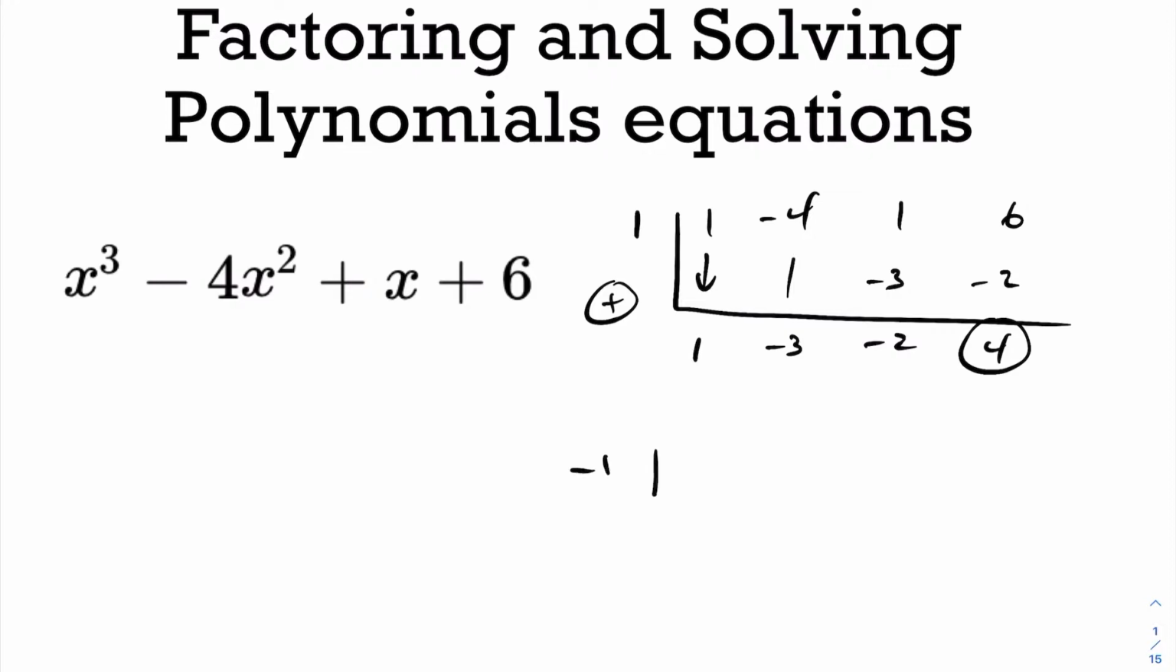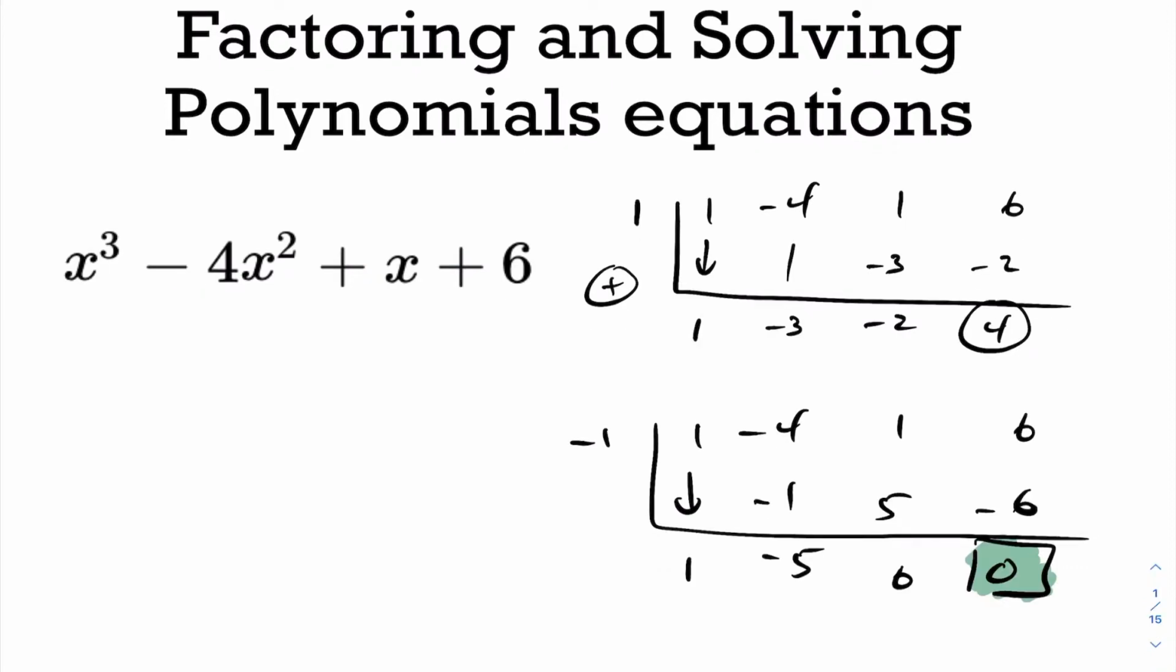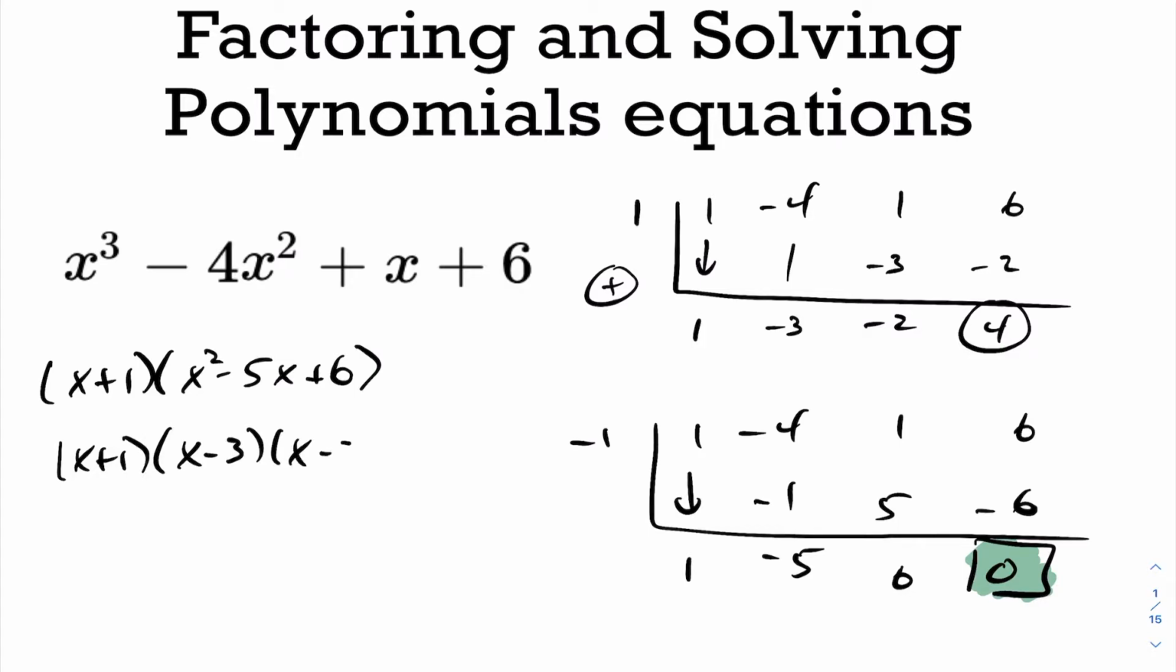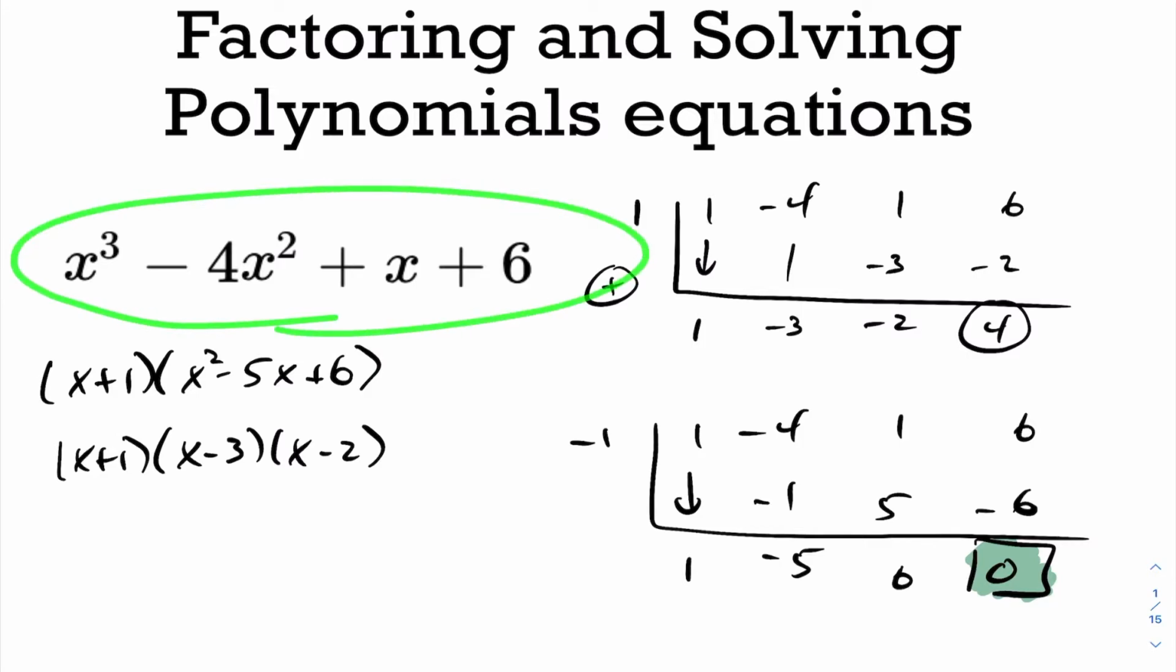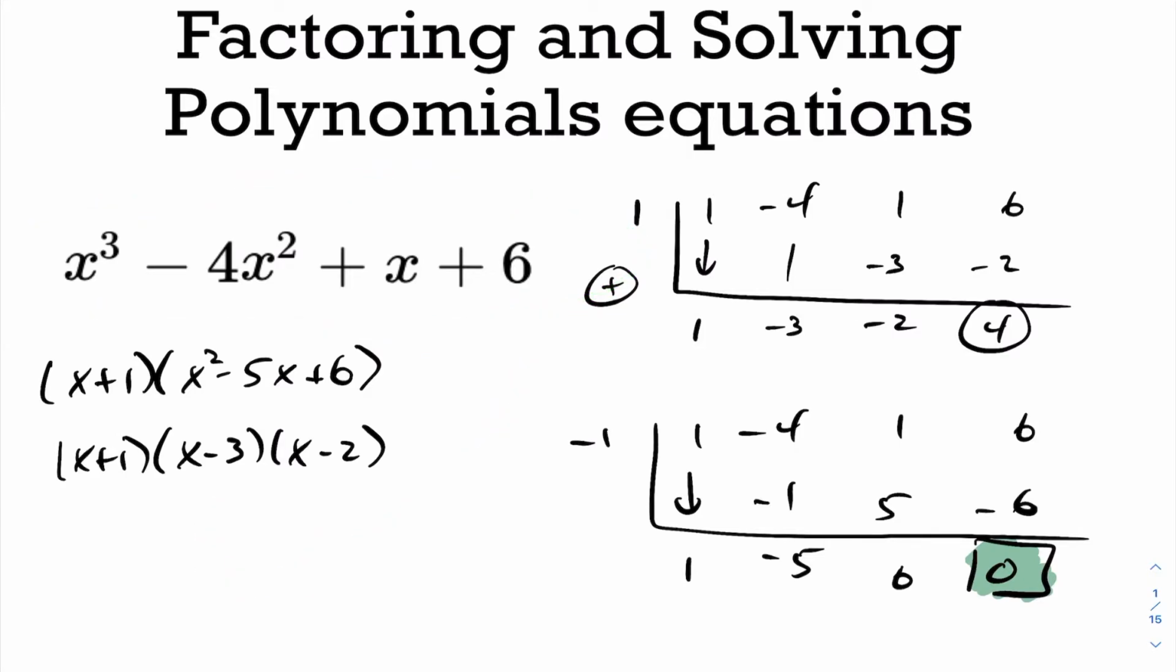Let's try -1. If I do synthetic division at -1 and evaluate this polynomial, we see we have a remainder of 0. Therefore, this polynomial will break up into x plus 1, that's our divisor, and it's going to leave us with a quotient of x squared minus 5x plus 6. Once you have a degree 2 polynomial, we can quickly factor this using product sum as x minus 3, x minus 2. So our degree 3 polynomial factors into x plus 1 times x minus 3 times x minus 2. Let's take a look at another example.